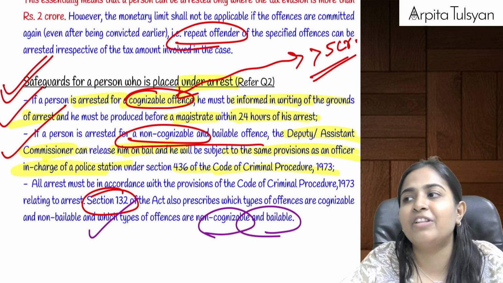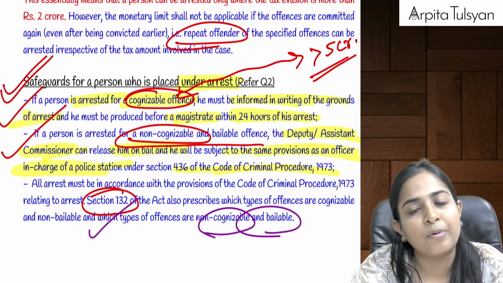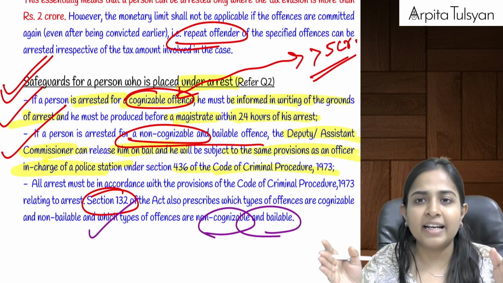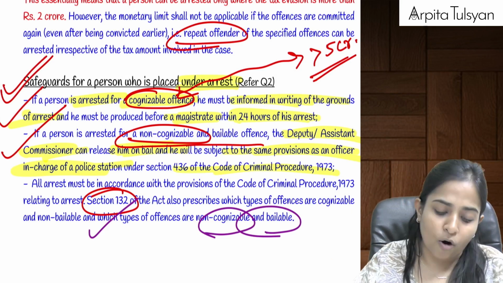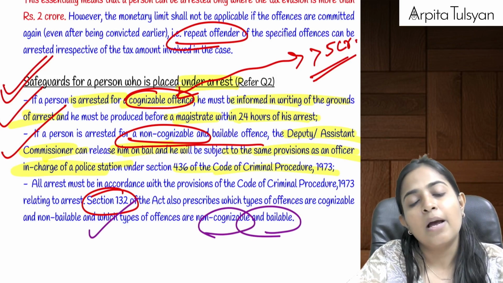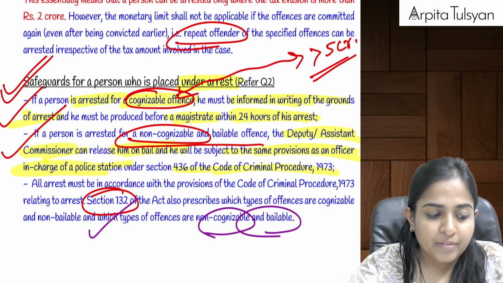For arrest, if the amount of tax evaded is more than 2 crore, then only the arrest provision was applicable. Within arrest, there were two types of offences, cognizable and non-cognizable. It will be called a cognizable offence when the amount involved is more than rupees 5 crore. Are you clear with this?